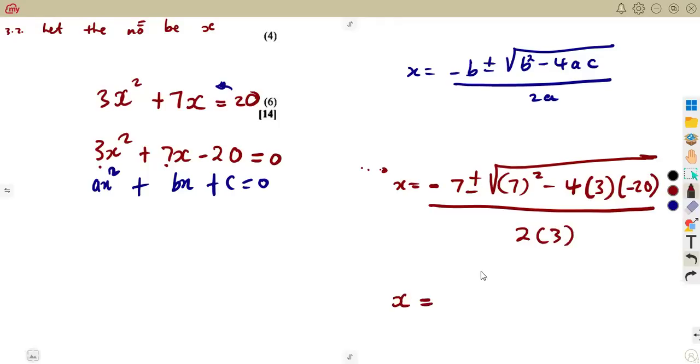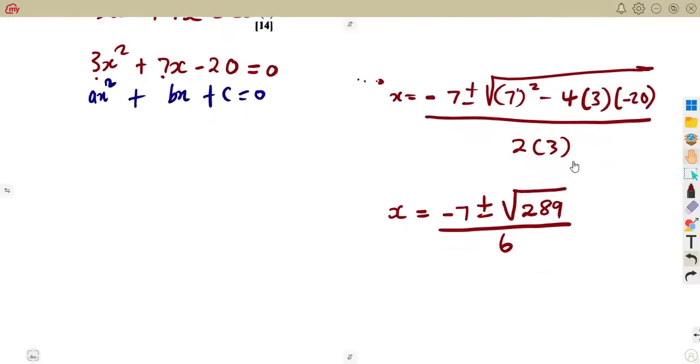So we can solve this, guys. Just try to simplify this whole part under the square root. Only this part that is under the square root. So it is going to be minus 7 plus or minus the square root of what? This whole part is going to give us 289, over 2 times 3, which is 6.